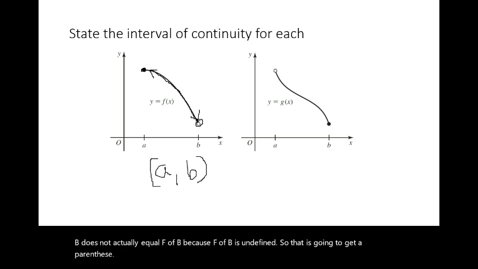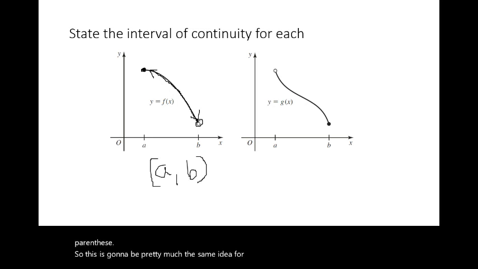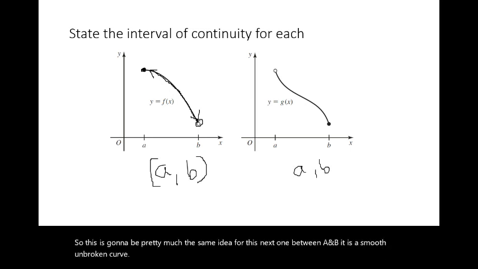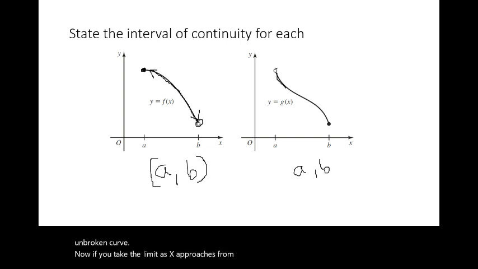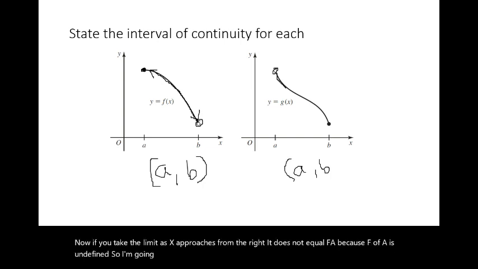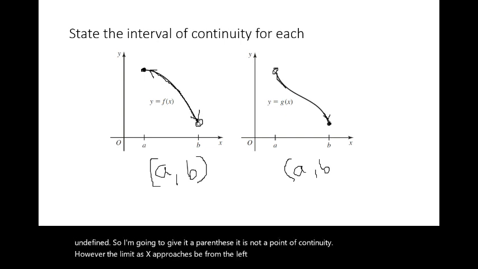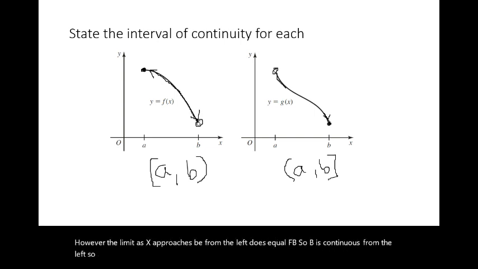So that's going to be pretty much the same idea for this next one. Between a and b, it is a smooth, unbroken curve. Now, if you take the limit as x approaches a from the right, it does not equal f of a because f of a is undefined, so I'm going to give it a parenthesis. It is not a point of continuity. However, the limit as x approaches b from the left does equal f of b, so b is continuous from the left, so I'm going to give it a bracket.